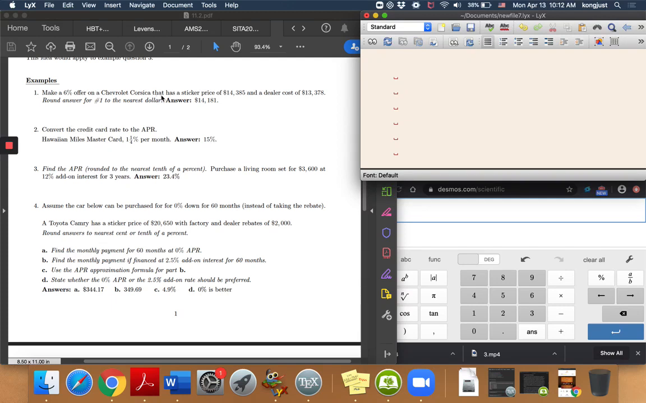Okay, so make a 6% offer on a Chevrolet that has a sticker price of $14,385 and dealer cost of $13,378. The sticker price is actually like the MSRP, the manufacturer's suggested retail price. You ignore that. That really has nothing to do with your offer. And we're assuming in this situation that you have some inside information, or you maybe did some research online to find out the dealer cost is this value.